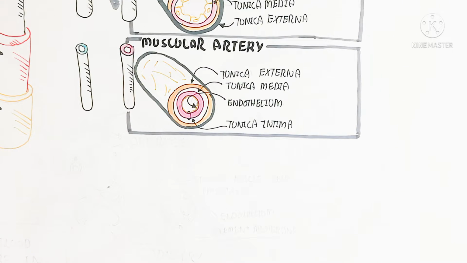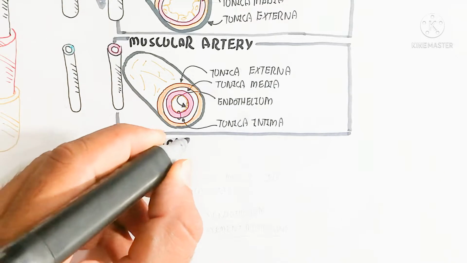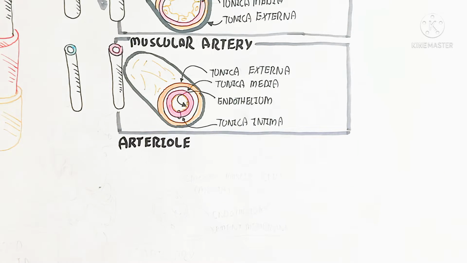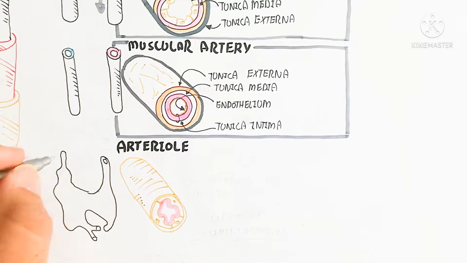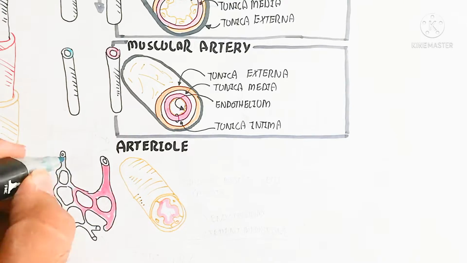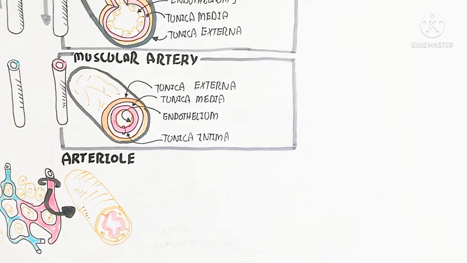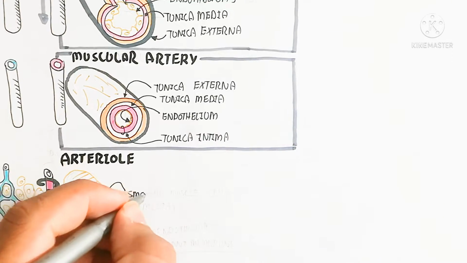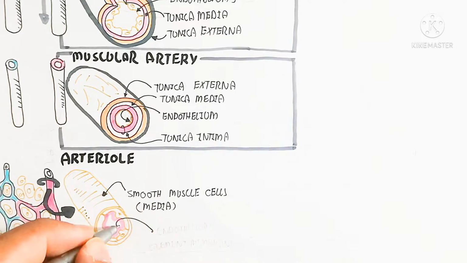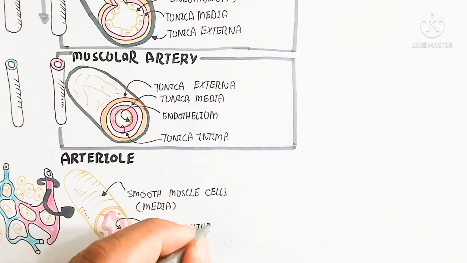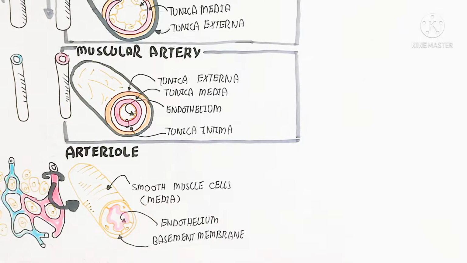Let's begin to understand the arteriole. The arteriole is smaller than the muscular artery, and the arteriole will ultimately go into the capillary. The network of the arteriole, which contains smooth muscle cells, is known as the media. Same, because smooth muscle cells are present in the tunica media, while the endothelium is present inside and surrounded by the basement membrane, and in this way the smooth muscle cells are here.